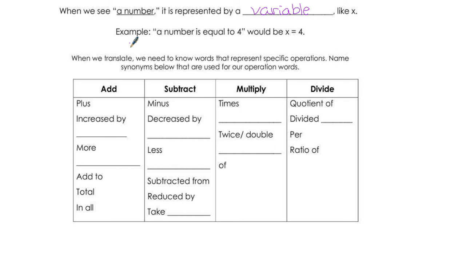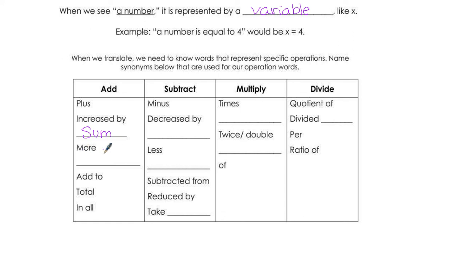So when we're translating, we need to know words that represent specific operations. Name the synonyms below that are used for our operation words. When we see these words, it's going to tell us what type of operation we need to do. So when we're doing addition, if we see plus, that means addition. So 6 plus 2. Increased by. You could also see sum. That tells us addition. So the sum of 3 and 5 is 8. 3 plus 5 equals 8.